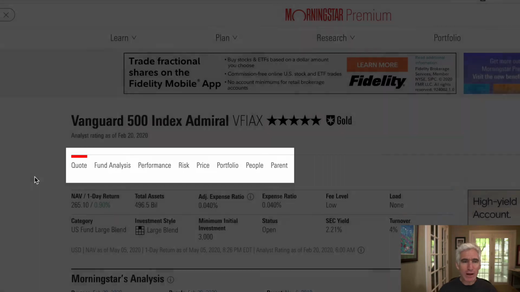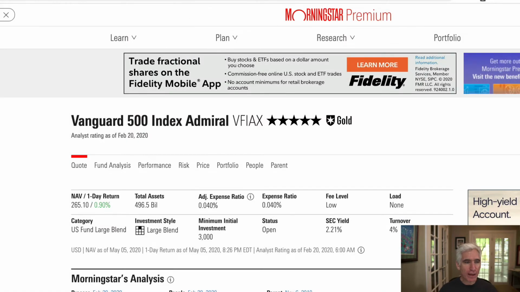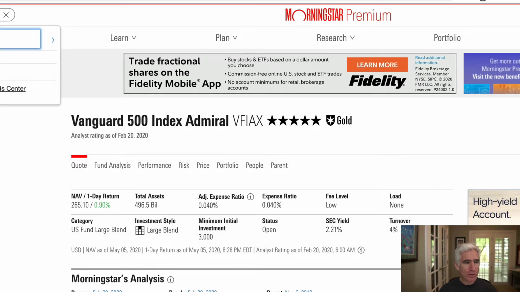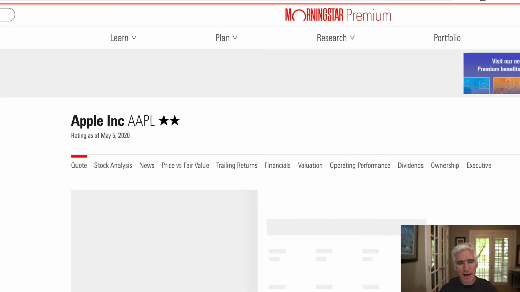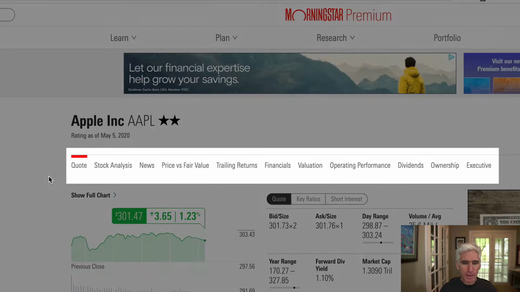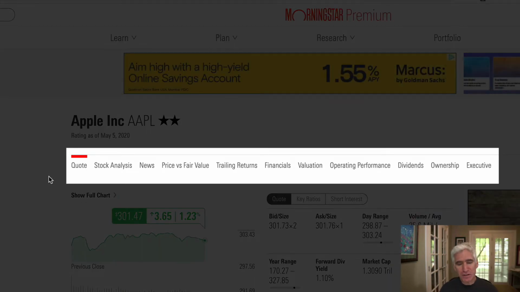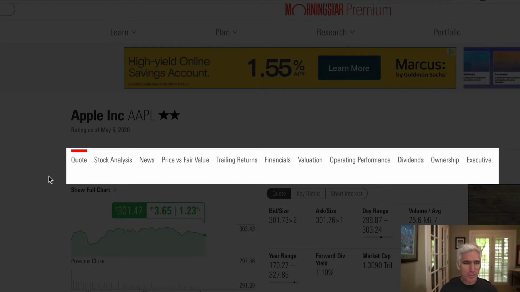One thing I'll point out, and let me just actually do a search for a stock as opposed to a fund. Let's do Apple. You'll notice if you look at an individual stock, the tabs change quite significantly, as does the information on this page.